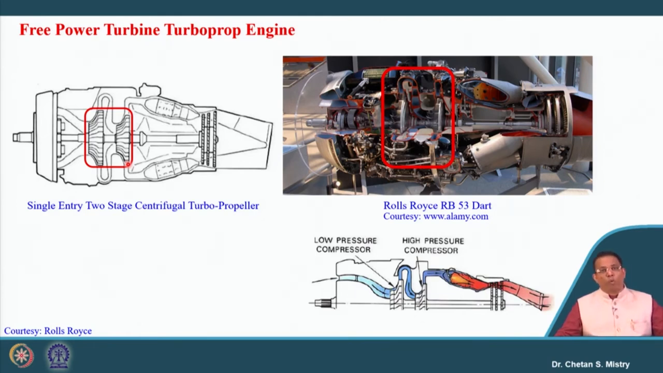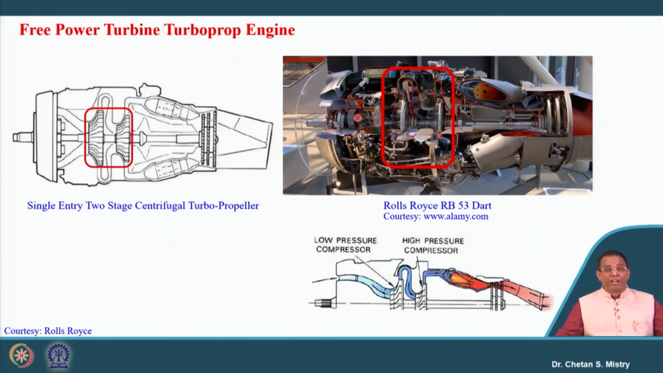In order to avoid that kind of situation, they have configured it in such a way that on the front side, they are using a reduction gear with different stages, which will take care of the rotational speed of the propeller, as well as the size of the engine, as well as the configuration of the compressor. So be careful, just look at it carefully.